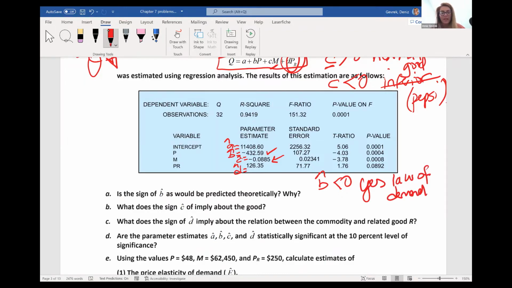Okay. What does the sign of C hat imply about the good? Okay, so C hat is negative. So what happened was incomes went up, quantity went down. So this is like a ramen noodle situation, right?